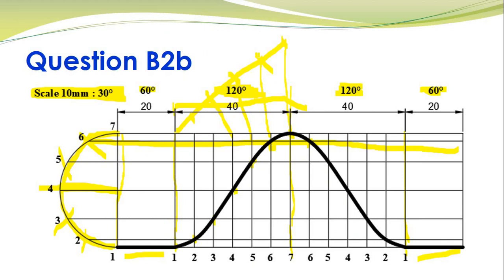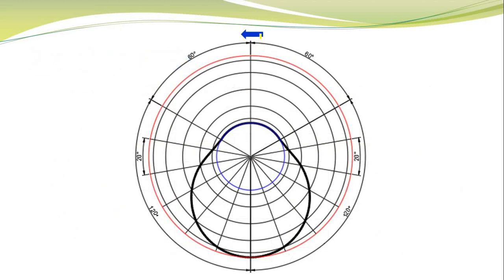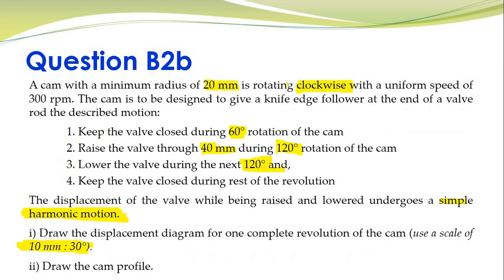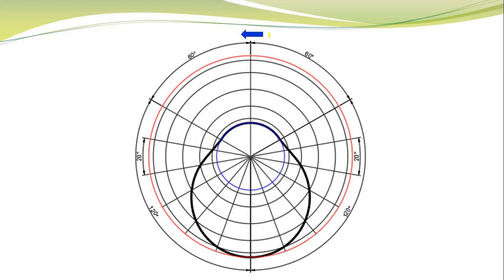And finally, when we have to draw our cam profile it is quite easy. So I mentioned in the beginning that the cam is rotating in the clockwise direction. So when you draw your cam profile, you have to go in the opposite direction. So we have to go in the counterclockwise direction. So that's why I have indicated an arrow over here.